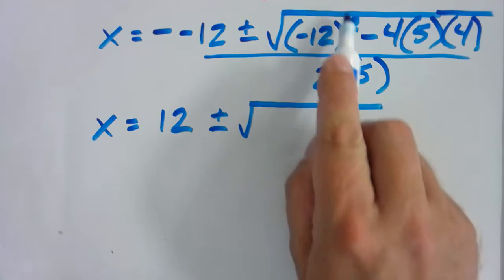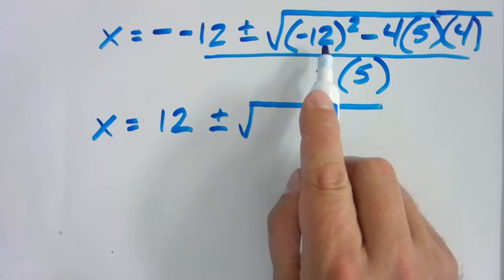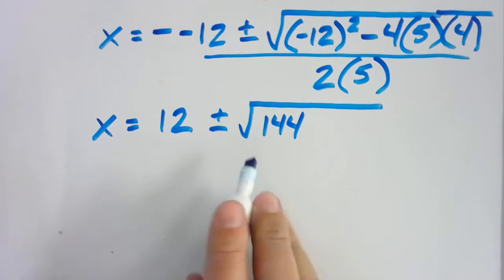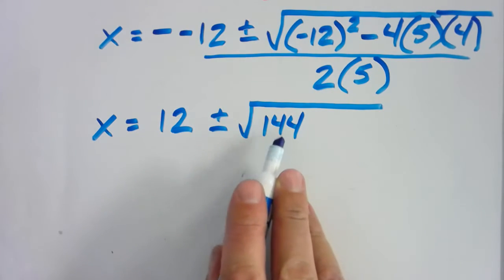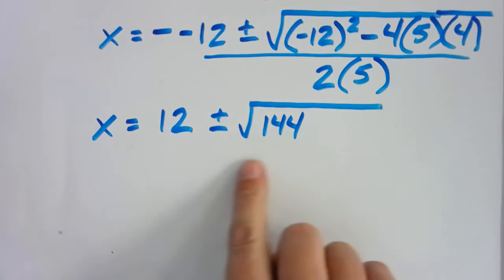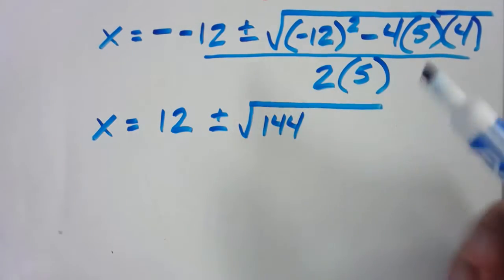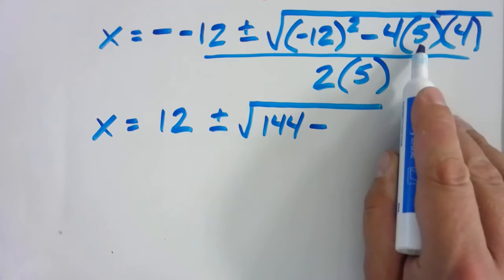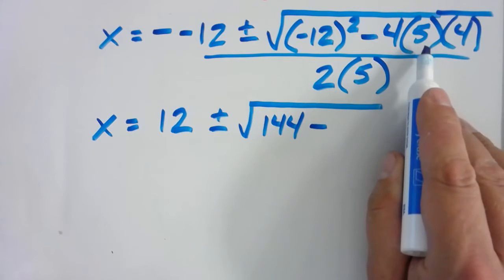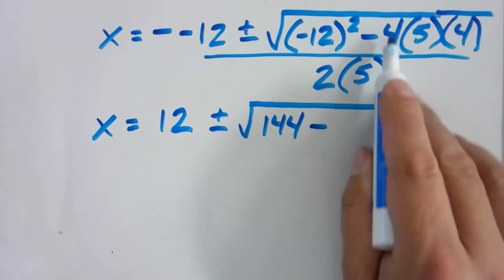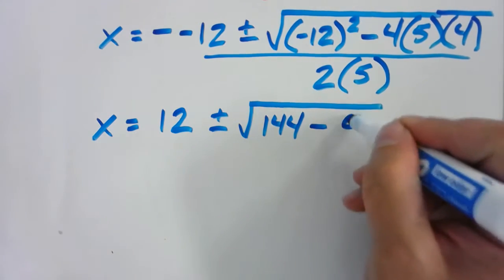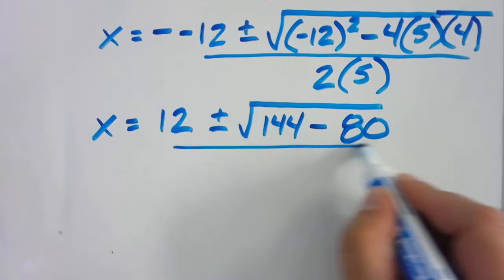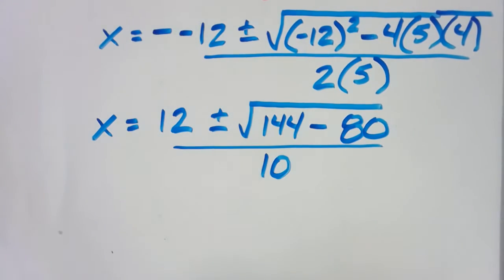I'll do this b squared element first, so negative 12 times negative 12, or negative 12 squared, gives me a positive 144. You should definitely never get a negative answer right here in this piece, so double check that. And then I always write this minus sign, and then I just do the 4 times a and c as my next little chunk. So 4 times 5 is 20. That 20 times 4 is 80. And so I'll take an extra step to subtract the two. All of this is over 2 times 5, or 10.